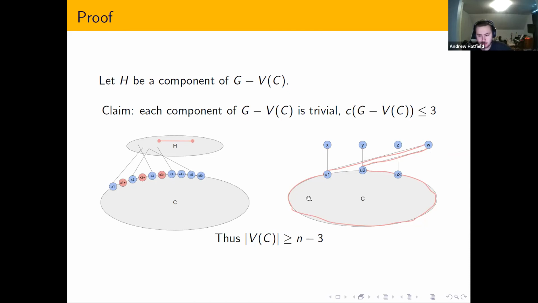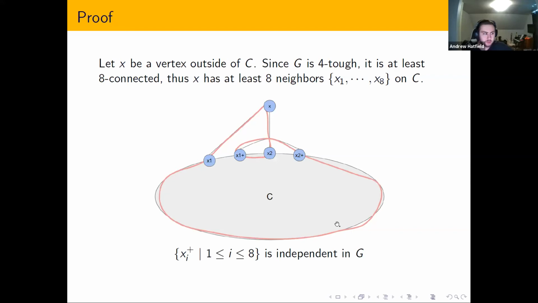Otherwise, we're finished. So we return to this familiar setup where instead of this big component H, we know it's just one vertex now. Again, we label the neighbors as x1, x2, et cetera, and consider these successors x1 plus, x2 plus, all the way up to x_i plus. Again, we note that these x_i pluses are independent by the same argument we used before.